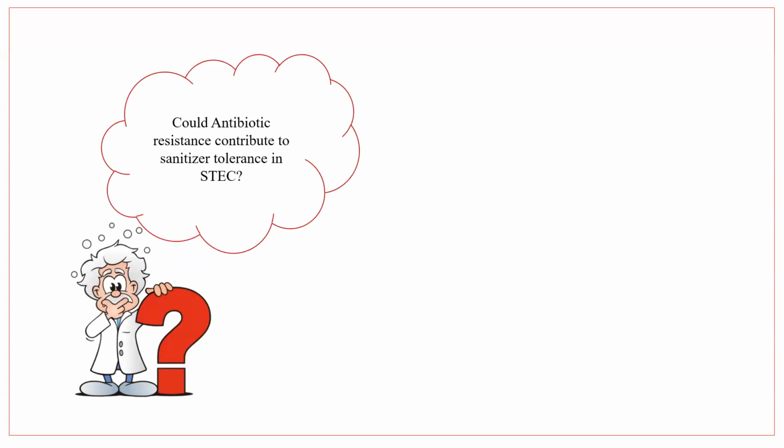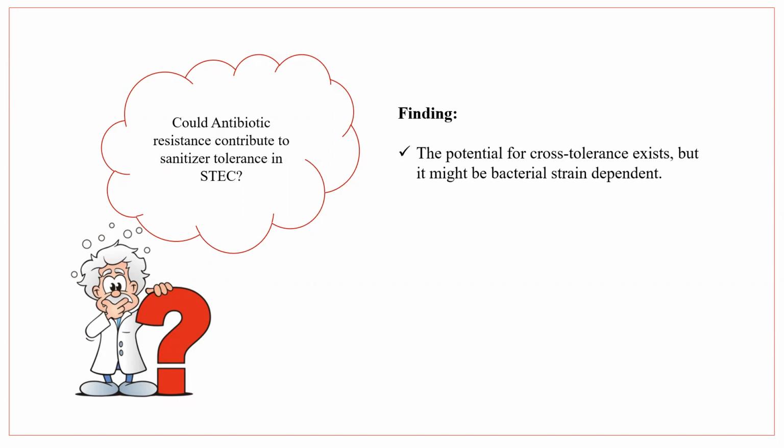So I know this was a lot of technical information, a lot of things to digest, but the big question again was, could antibiotic resistance contribute to sanitizer tolerance in Shiga toxin producing E. coli or pathogenic E. coli? And the big answer was yes, the potential does exist. Even though this potential might depend on the bacteria, and even within the bacteria, it might depend on the strain.